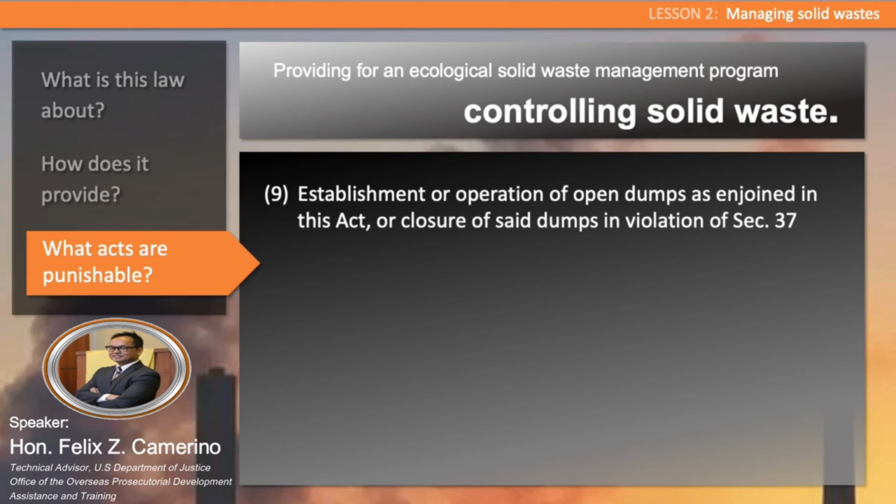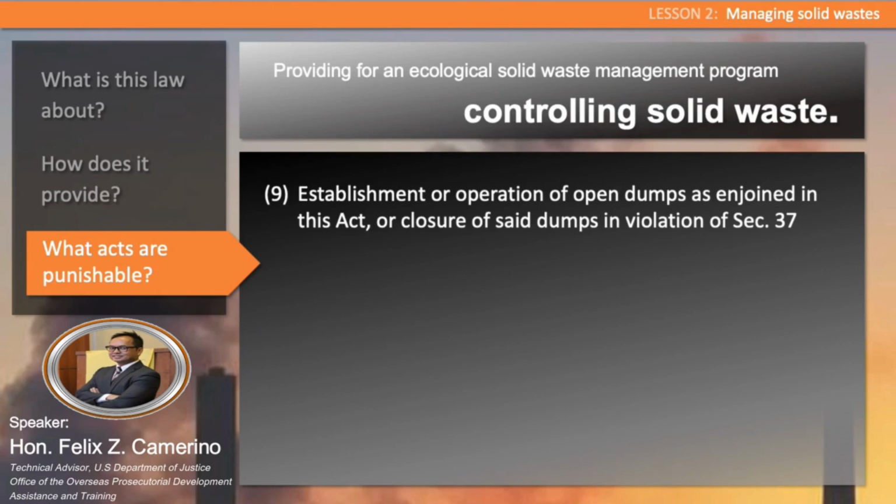Moreover, to help us analyze, let's quickly dissect it. It's a short sentence, but if you read it: establishment or operation of open dumps as enjoined in this Act, or closure of said dumps in violation of Section 37. So there's actually two parts to this very short sentence. The first part is establishment or operation of open dumps as enjoined in this Act. And the second part is closure of said dumps in violation of Section 37.